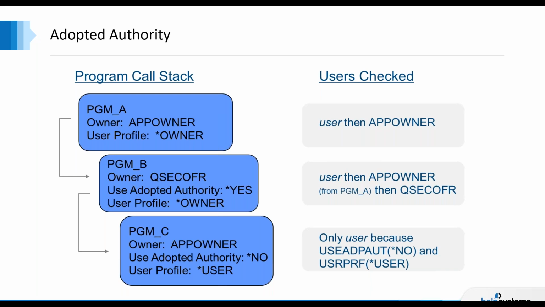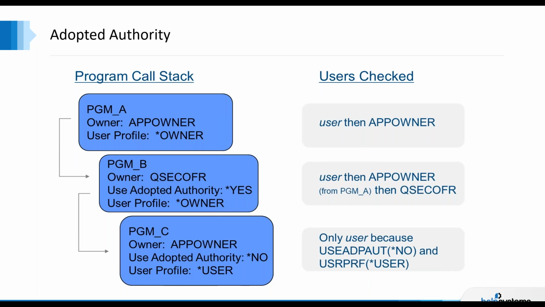When program A calls program B, then what we're going to actually be checking now is the calling user. And if that's deemed insufficient, then we're going to use app owner from program A. The reason being, the use adopted authority flag is set to yes. So remember, that relates to the inheritance portion. If that's deemed insufficient, then we're going to use QSECOFR because user profile says star owner, and for program B, the owner is QSECOFR.